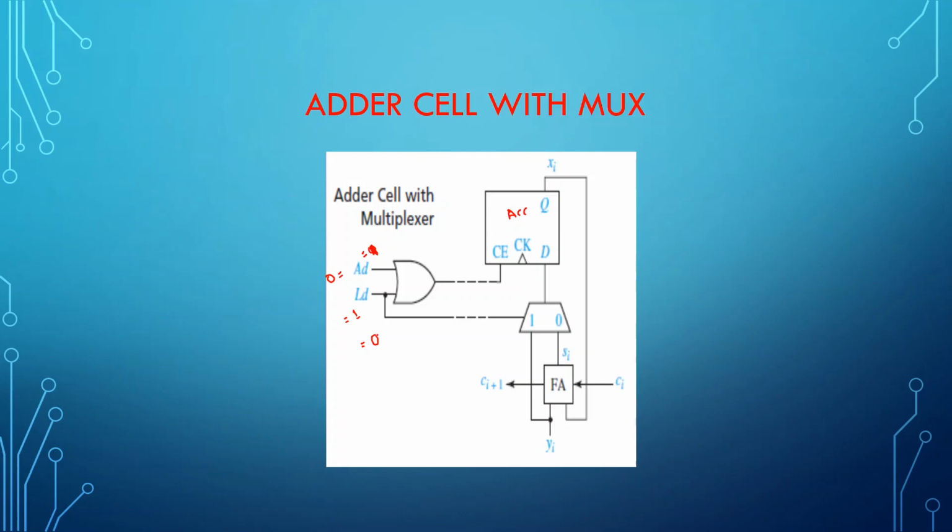When add is 1 and load is 0, the number present in the accumulator will flow to the full adder. The second number will also be coming to the full adder. That is, two numbers will be coming to the full adder, and those numbers will be added up, and the sum that has been generated, the adder output, will be loaded into the accumulator.